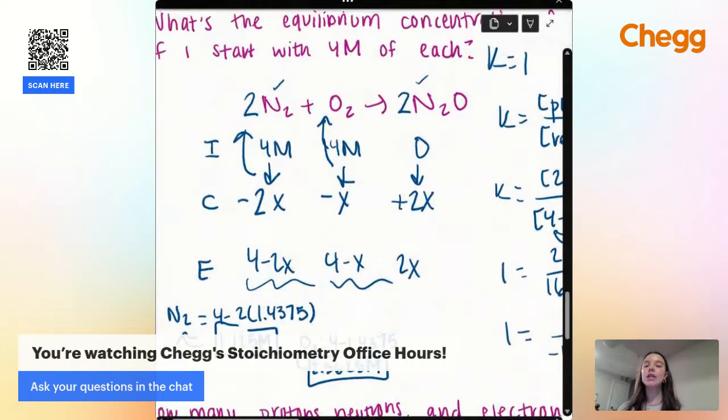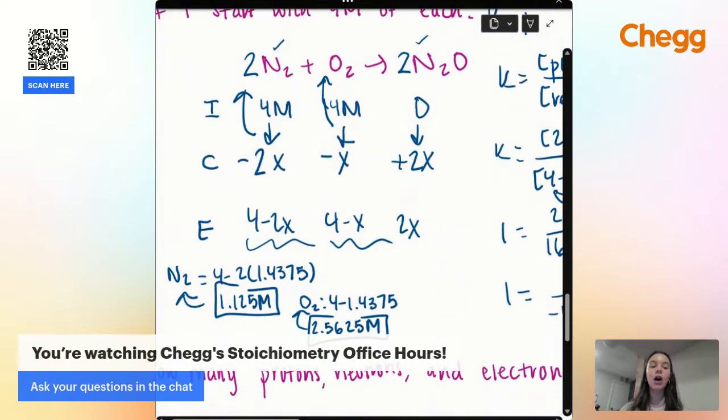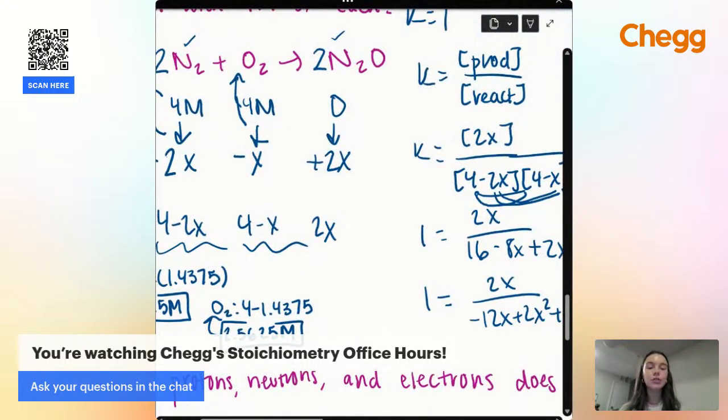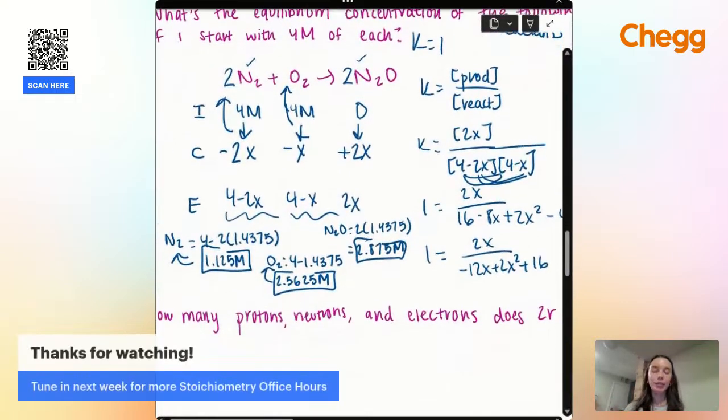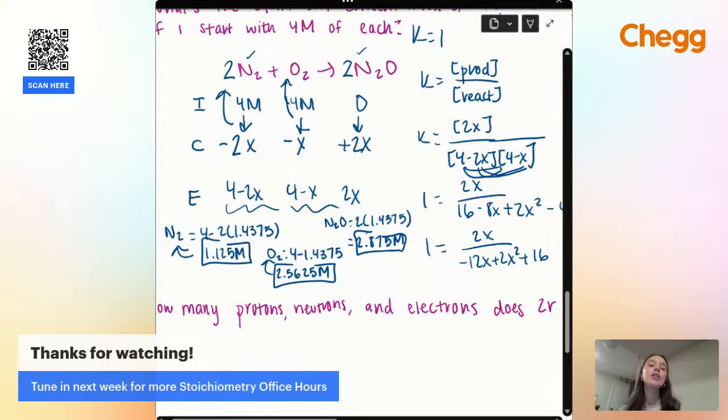And then we're going to want to do nitric oxide, NO. That's just 2 times our value of x. So NO is going to equal 2 times 1.4375, and you should get 2.875 molarity. All of these seem like normal molarities. They're all pretty nice numbers in my opinion. So we know that we correctly solved that problem.